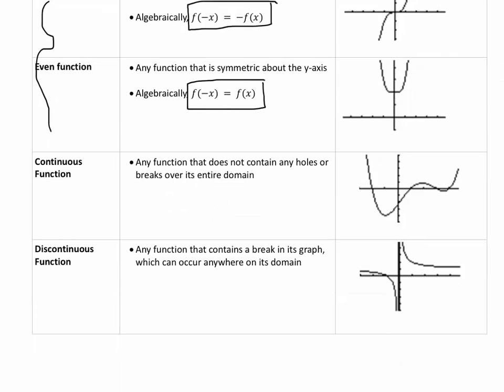Last two definitions. A continuous function is a function that does not contain any holes or breaks over its entire domain. It continues on forever. A discontinuous function is any function that contains a break in its graph, which can occur anywhere on its domain. So an example would be here. There is a break at x equals 0 because this graph never touches the y-axis. So we would say that this is a discontinuous function.